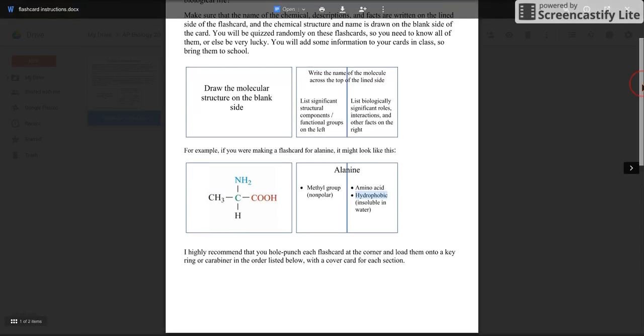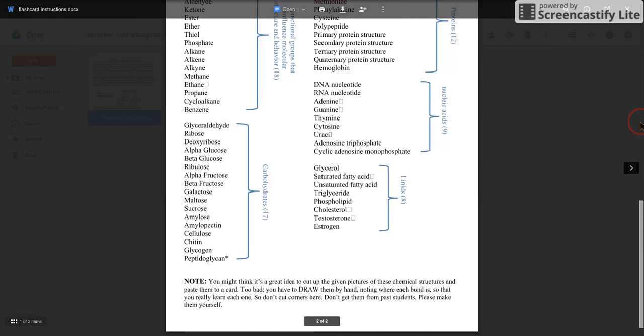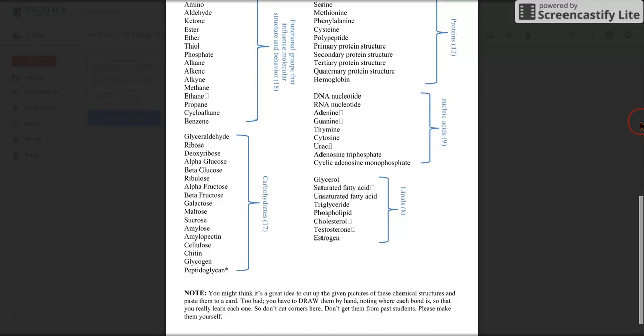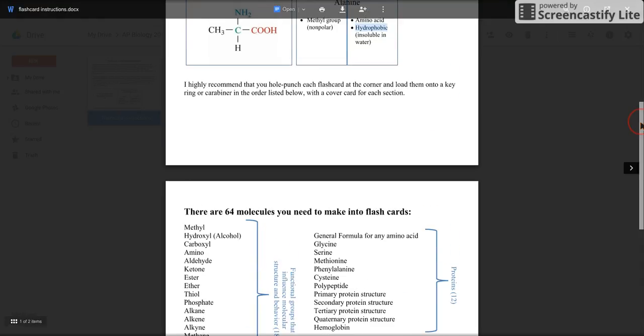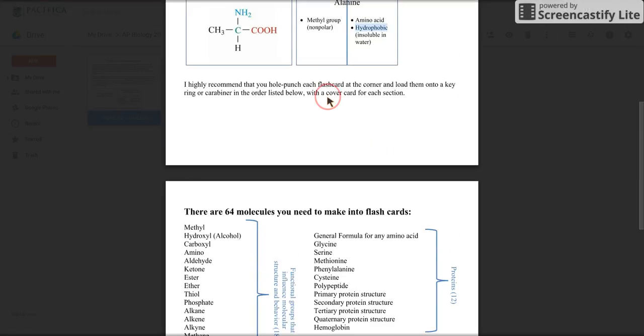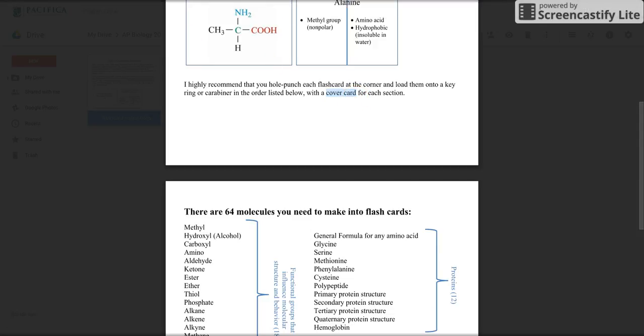Okay. I do highly recommend that you hole punch each flashcard at the corner and load them onto a keyring or a carabiner in the order that's listed on this document. And then you notice that these molecules are grouped into 5 different classes. So I would like you to have a cover card for each of those 5 classes. So it might look something like, hold on. Okay, so then it might look something like that, where you have it hole punched and you put one of those little key rings on there.